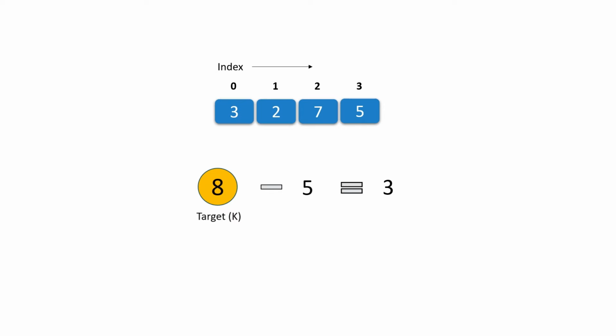Suppose I was traversing the entire nums array and reached the final index. I know that my current index is 3 and the number present at index 3 is 5. How much more would I require to satisfy the original constraint? That would be the target k minus the current number. That is 8 minus 5, equal to 3. My required number would be 3.